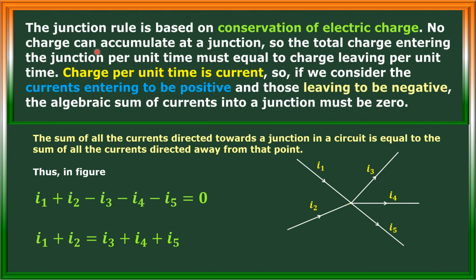And the junction rule is based on conservation of electric charge. No charge can accumulate at a junction, so the total charge entering the junction per unit time must equal the charge leaving per unit time. Charge per unit time is current. So if we consider the currents entering to be positive and those leaving to be negative, the algebraic sum of currents into a junction must be 0. Okay?